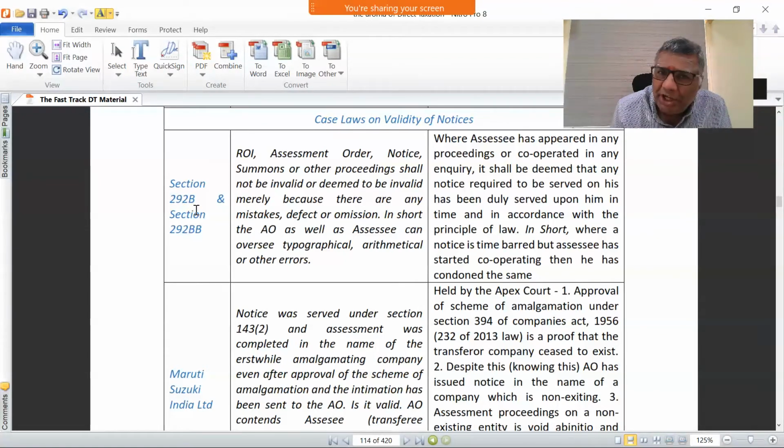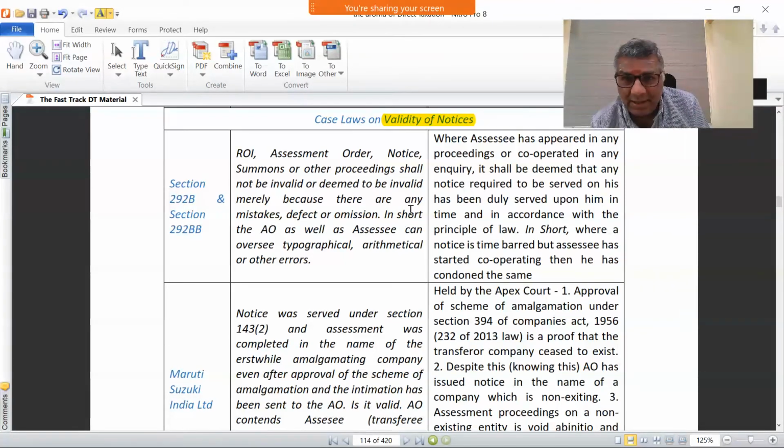Section 292B and 292BB speak about validity of notices. Return of income, assessment order, notice, summons or any proceeding shall not be invalid or deemed to be invalid merely because there are some mistakes, defects or omissions. In short, the AO or assessee can overlook those typographical, arithmetical errors. This is okay.